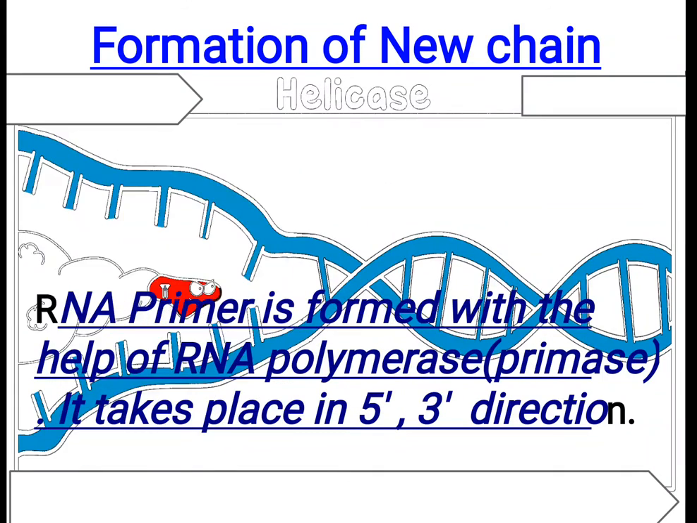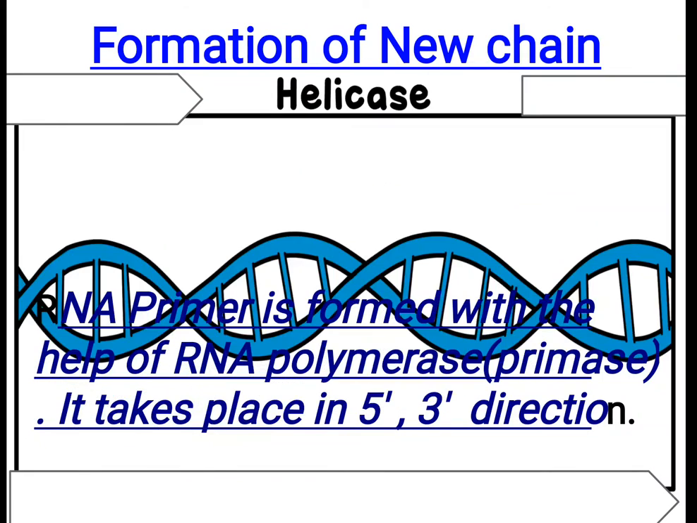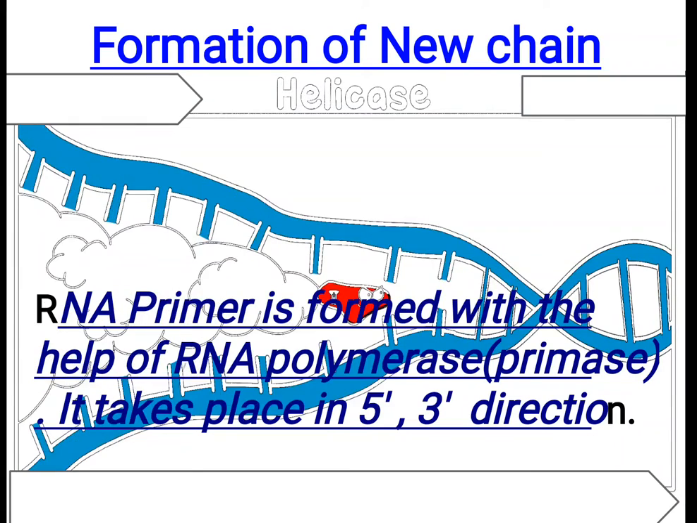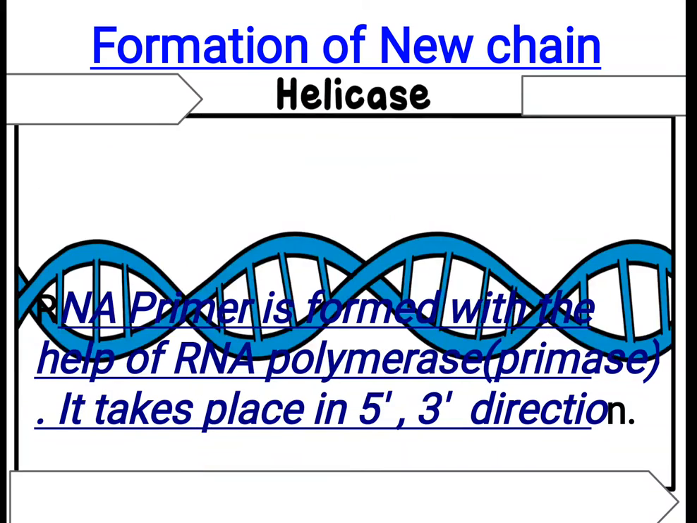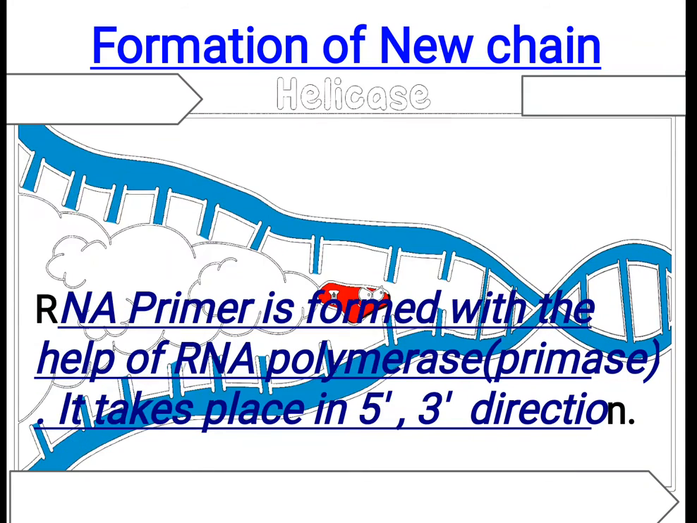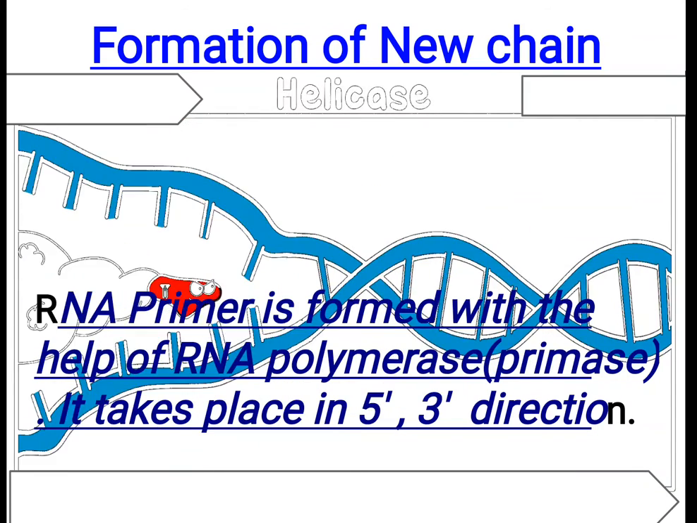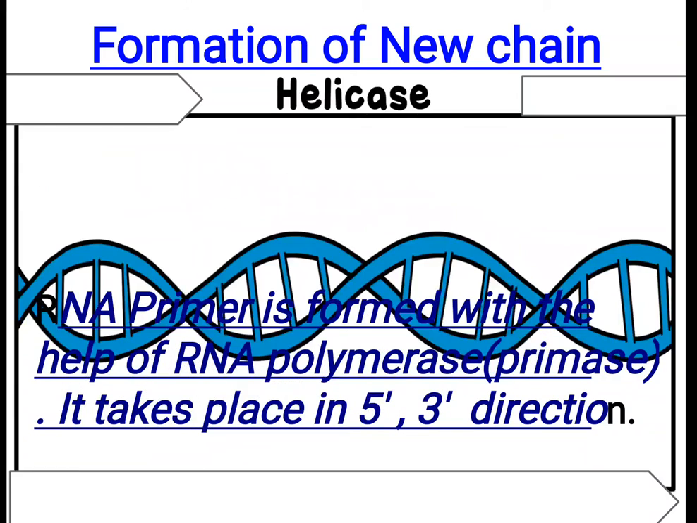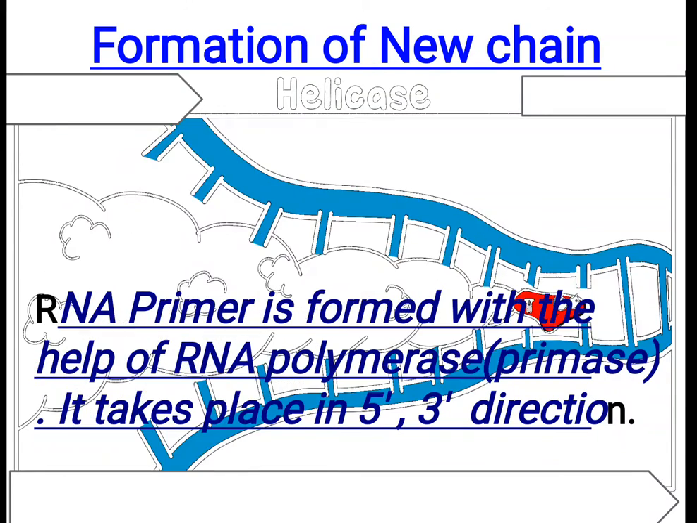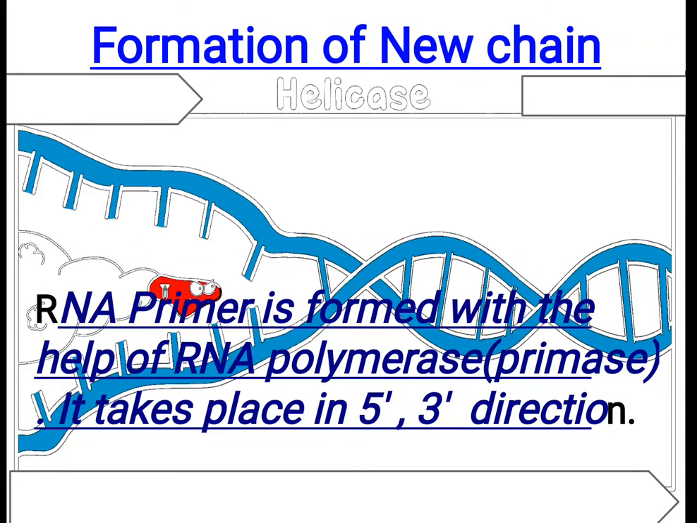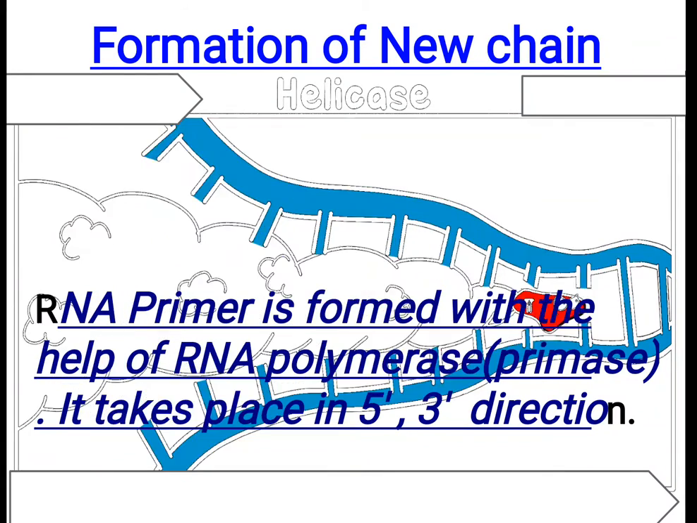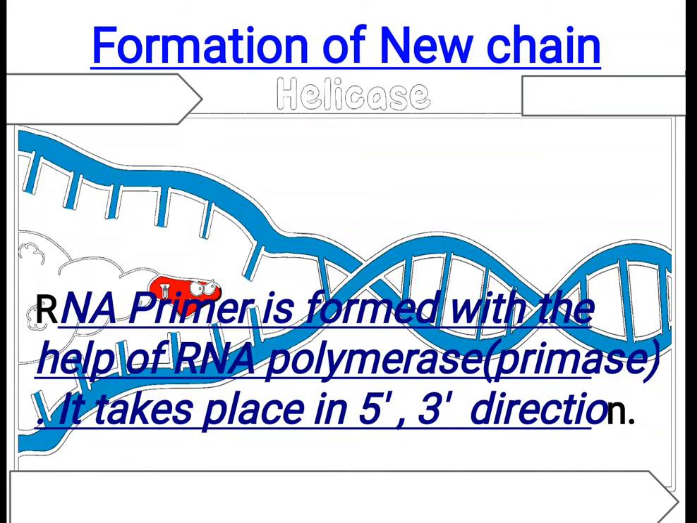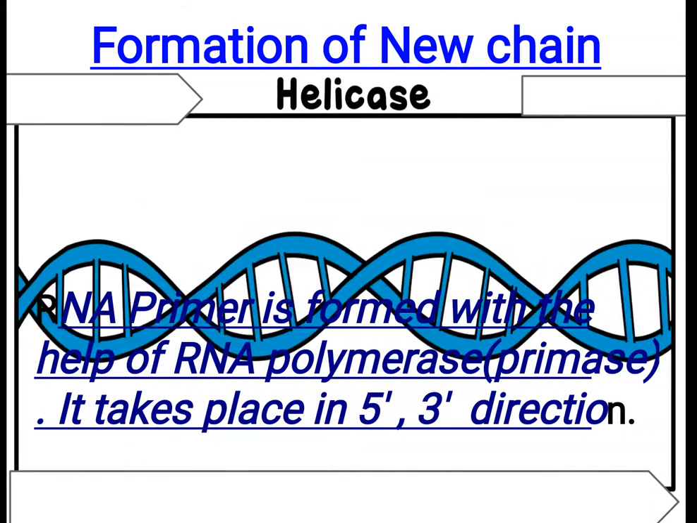What is this 5' to 3' direction? We have discussed it in the structure of the chromosome, DNA. After the formation of the new chain, this RNA is removed because it is actually the replication of the DNA, so RNA is not at all needed. Once its purpose is over, it is removed. For the formation of the new chain, the nucleotides are obtained from the nucleoplasm.